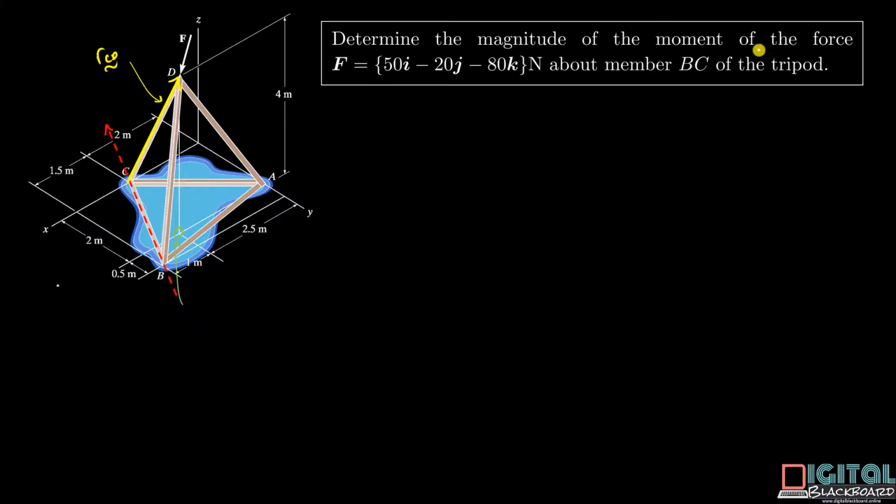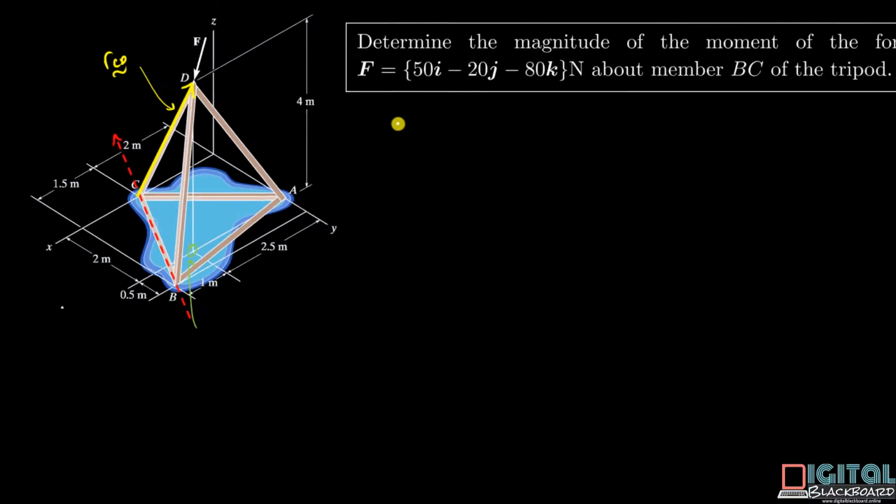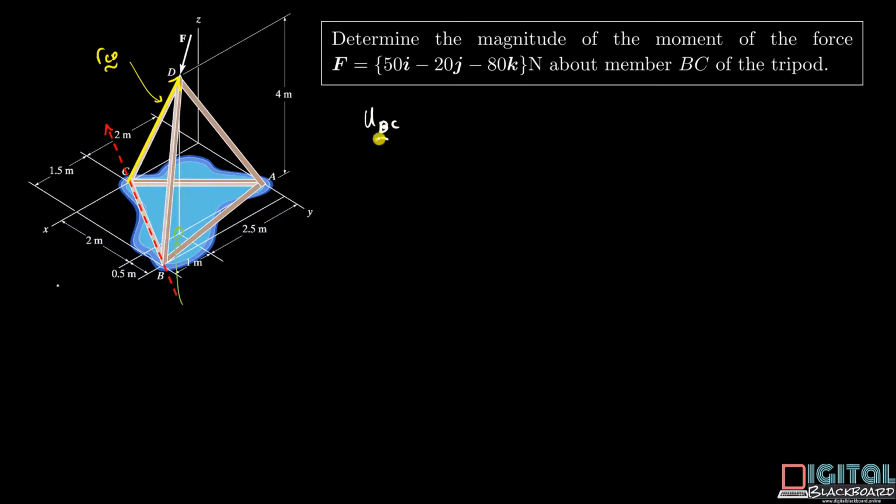Determine the magnitude of the moment of the force F about member BC of the tripod. So instead of computing the moment about member CA, we now deal with the member BC, which is shown by the dashed line here. So the first step, once again, is to compute the unit vector in the direction of BC.